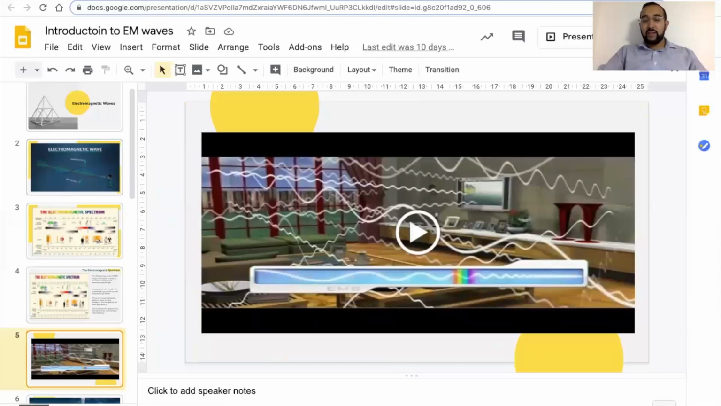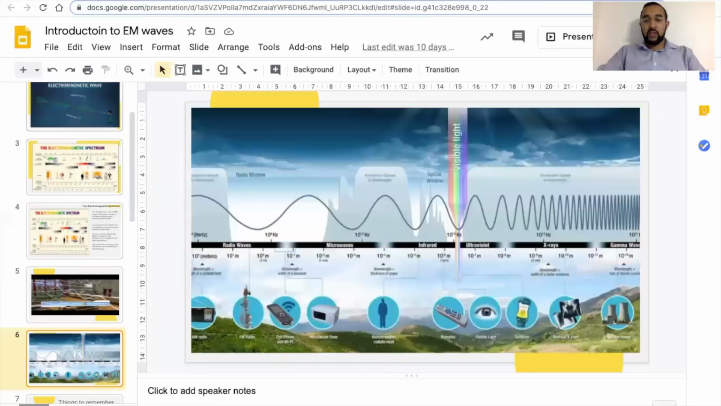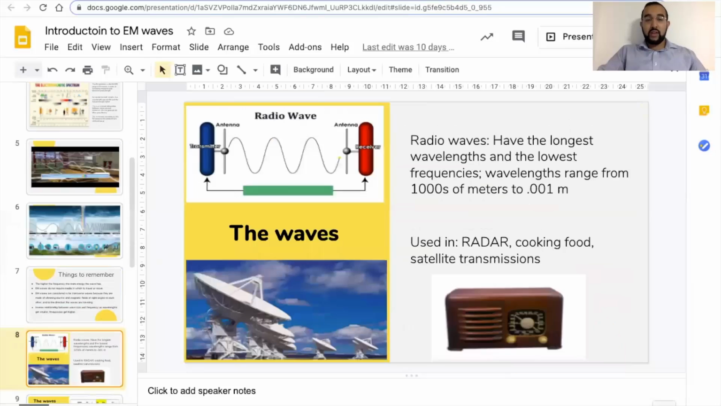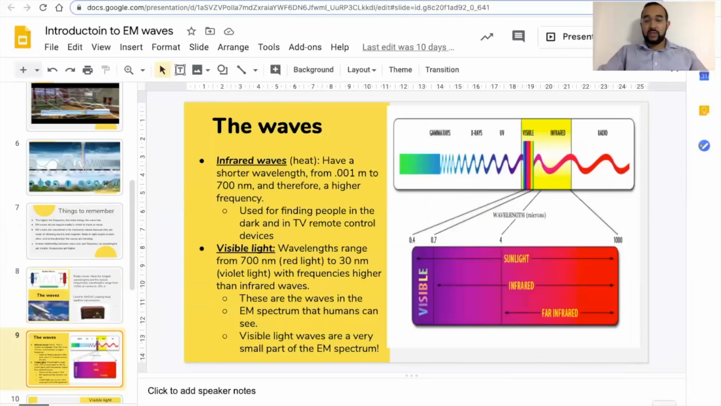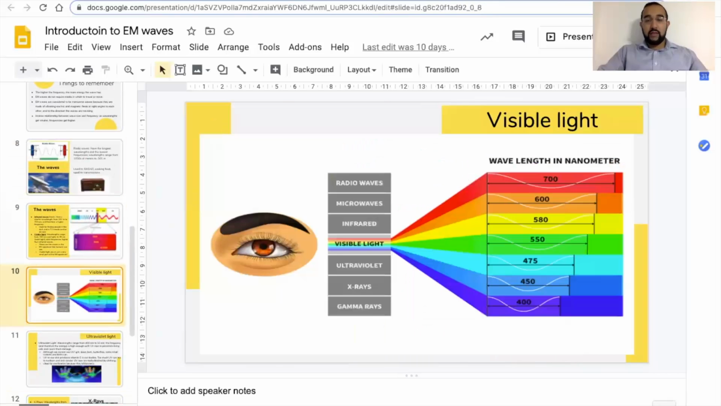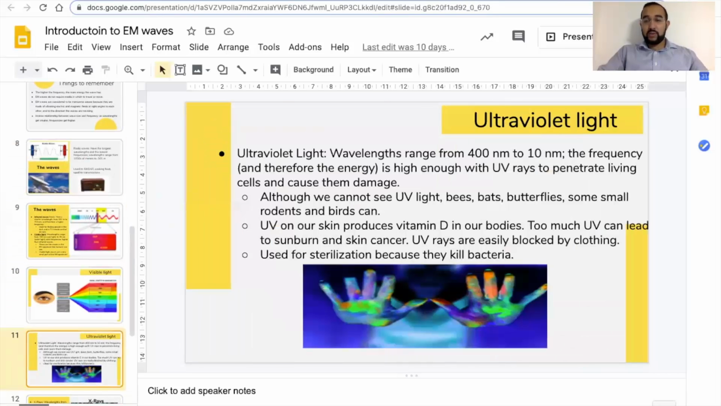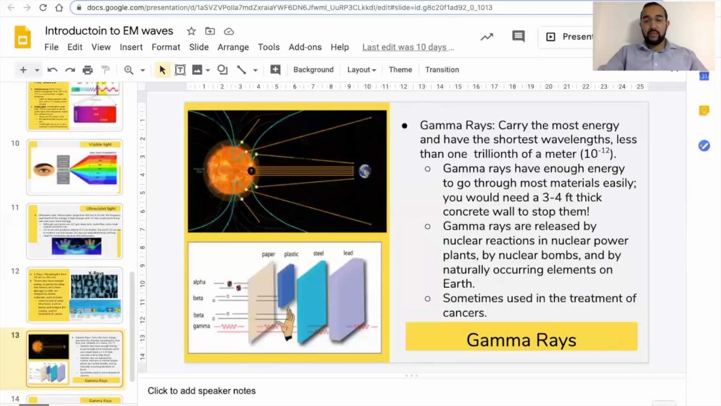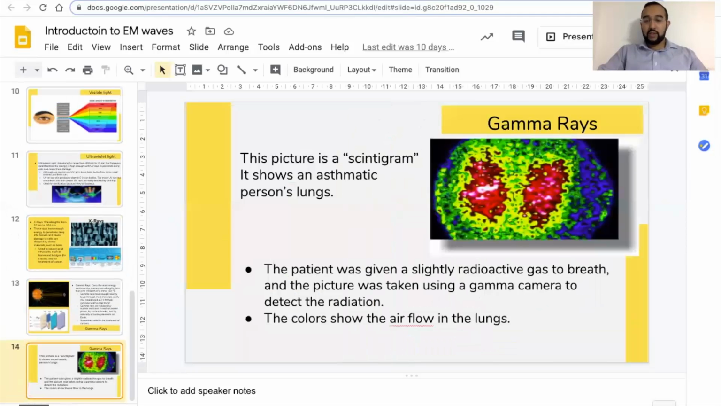This PowerPoint will explain the entire range of the electromagnetic spectrum, and it's directly related to the experiment. It includes a lot of images, videos, background information, and some relevant questions that you can ask. It talks about visible light, ultraviolet, X-rays, the whole spectrum, including radio waves.